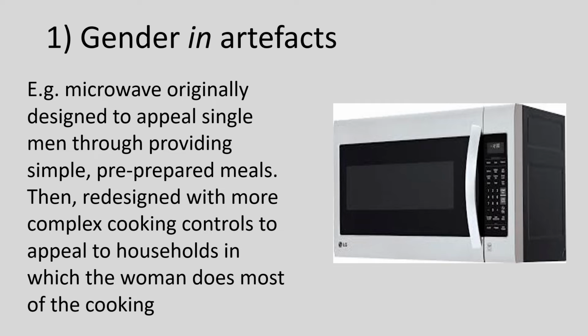So here we have a case where products are designed and created in such a way that they encode or embody a particular construction of gender as being women competent in the kitchen, men less competent in the kitchen, and it embodies those values in products, making them appeal to those particular gender identities.